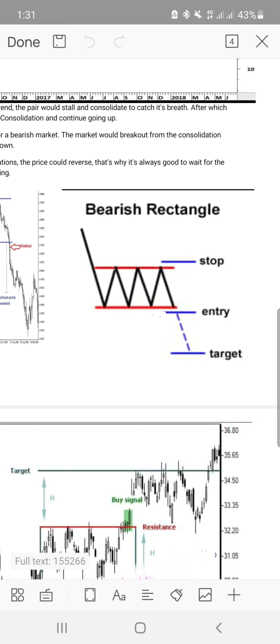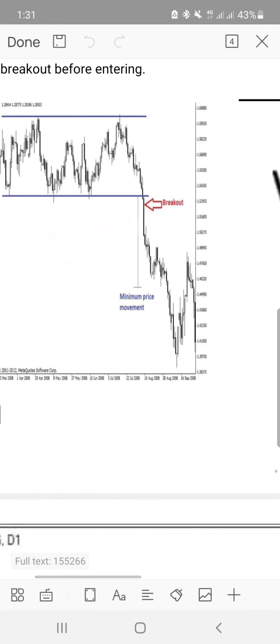Remember, I said that the breakout is our entry. As you can see here, our stop loss is above the range. In the case where you're buying, then you can pick a suitable target for you, right? Depending on your account size. Now, I want to show us this now.